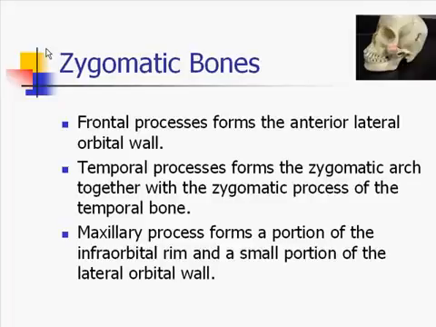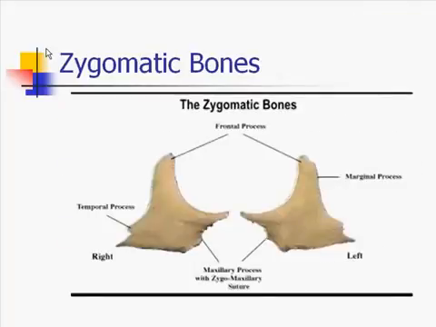The temporal process forms the zygomatic arch together with the zygomatic process of the temporal bone, and the maxillary process forms a portion of the infraorbital. Infra would mean below, orbital rim, and a small portion of the lateral orbital wall. Here's just another picture of the zygomatic bones.